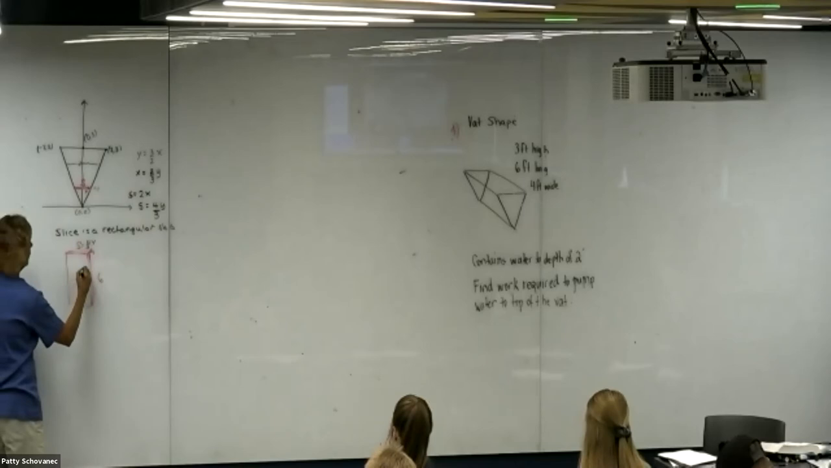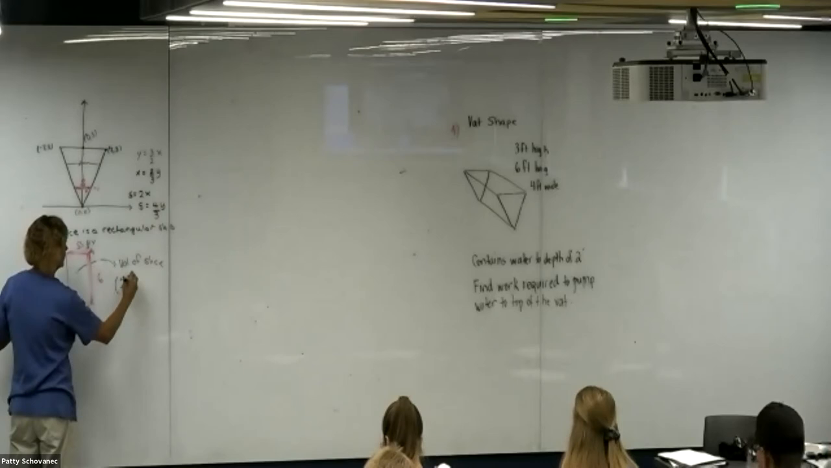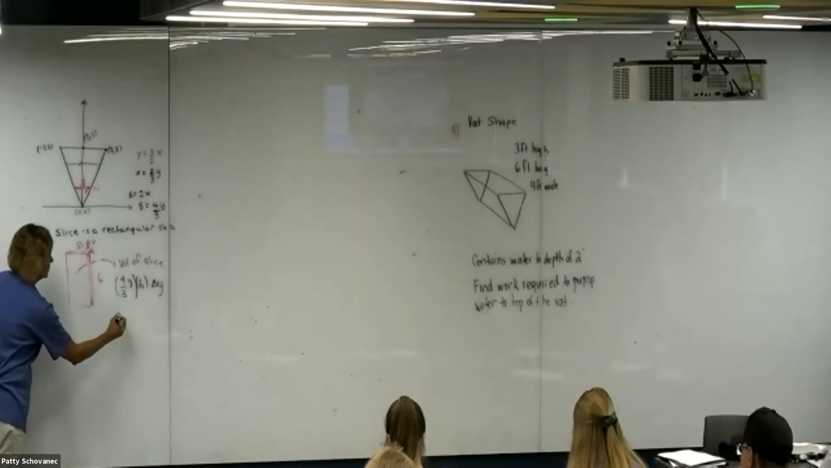And so the volume of this thing is equal to this, this, that, right? Length, width, height. And that again is in units of cubic feet.